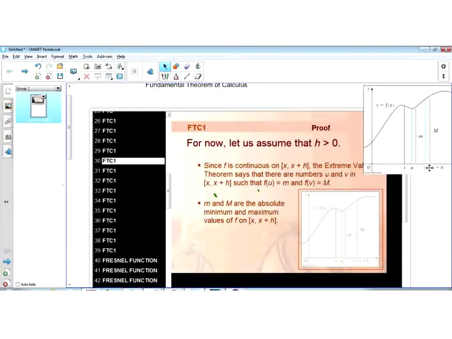All right, so we'll keep this figure in mind. So we see that somewhere between x and x plus h, there's a value u such that the function y equals f of x attains a smaller value, and at v, f of v, where v is between x and x plus h, the function attains a larger value. And this is done by the extreme value theorem. Okay, and we're going to assume that h is greater than 0. So this is essentially the proof of the, I mean, not the mean value theorem, the fundamental theorem of calculus. All right.